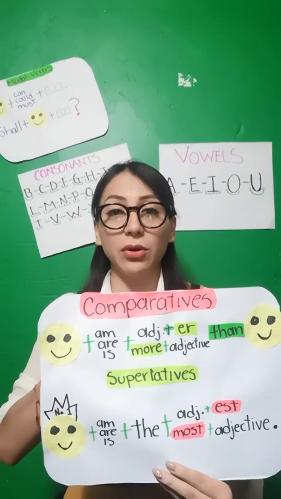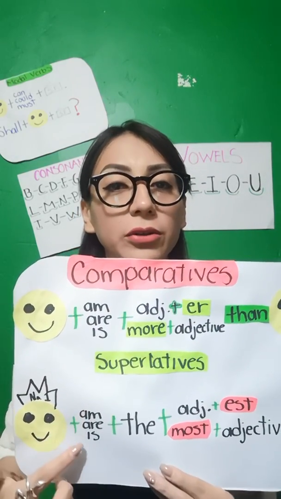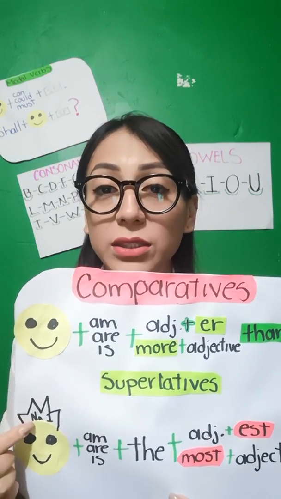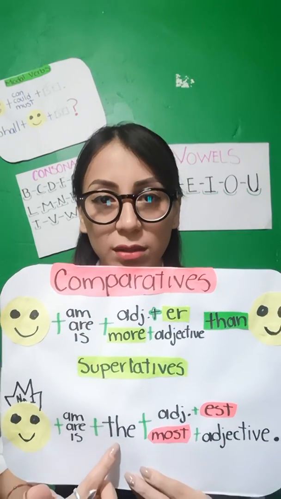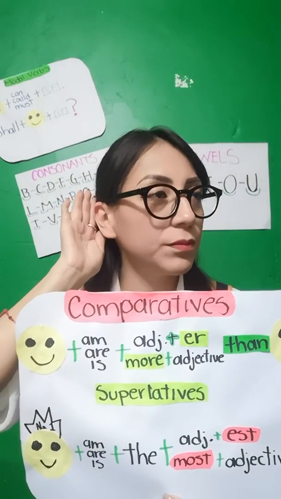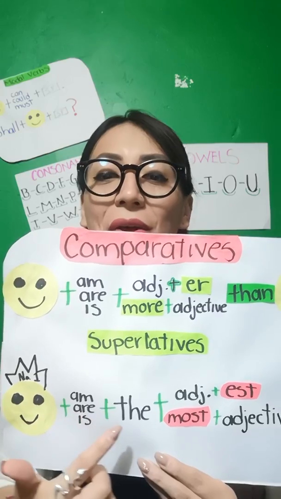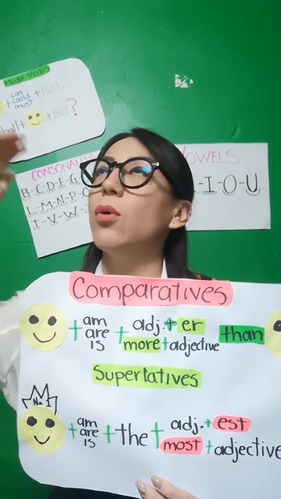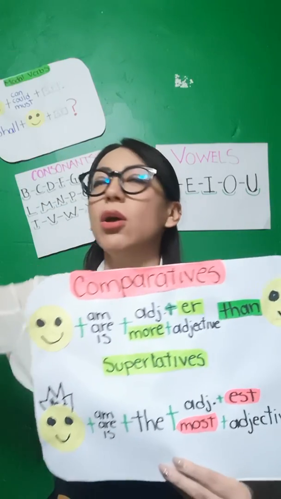For example, I am going to say, my students, am, are, or is? My students, plural. Of course, I'm going to use the verb to be are. My students are, I'm going to use the adjective intelligent. Intelligent, guys. One syllable or more than one syllable? More than one syllable, guys. Exactly. So, my students are the most intelligent students in the world.